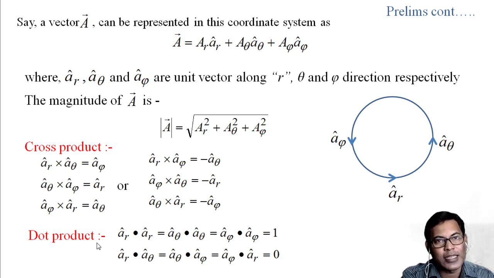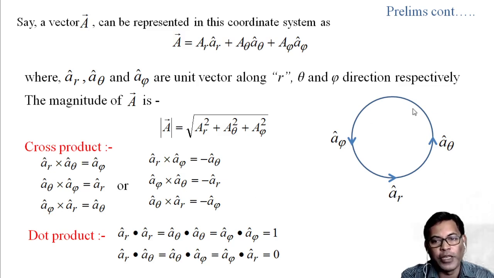To understand or to remember this, we are going to use the unit circle. Here this is the unit circle, and we are writing here a_r, then a_theta, then a_phi, and if we move in the anti-clockwise direction, we can find a_r cross a_theta will be equal to a_phi. Here you can see this one, then a_theta cross a_phi will be equal to a_r, and a_phi cross a_r will be a_theta, this one.